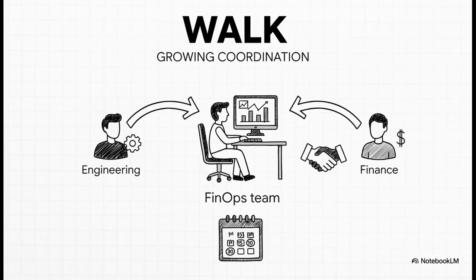But then you mature into the walk stage. Now you've got a central FinOps team that's starting to coordinate everything. They're looking at the data, making smart recommendations, and working with procurement. There's a regular rhythm to it. Instead of just panic buying, people are actually starting to collaborate.